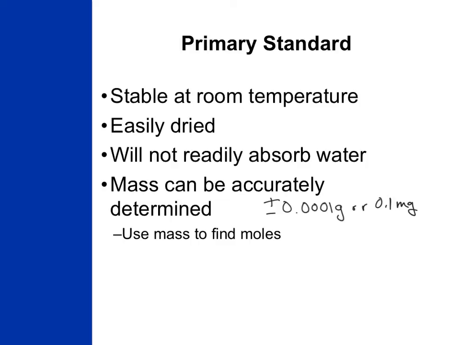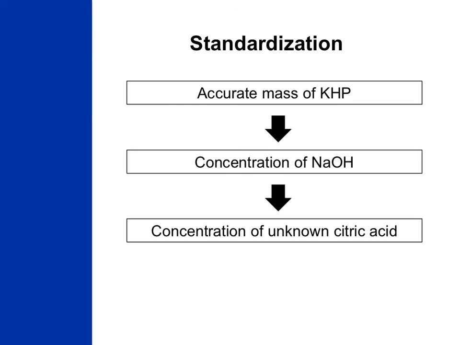So hopefully you're asking yourself, why can't we simply use sodium hydroxide as a primary standard? Well, the short answer is that it doesn't meet this criteria. Which criteria does it not meet? So the standardization process will involve accurately measuring the mass of a primary standard, in this case potassium hydrogen phthalate or KHP, using the analytical balances.